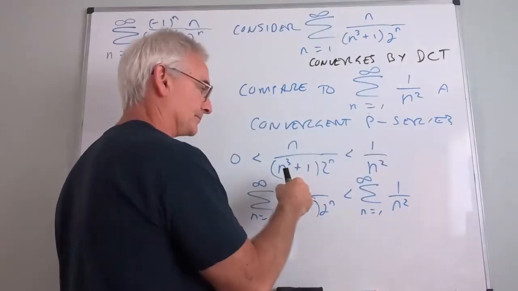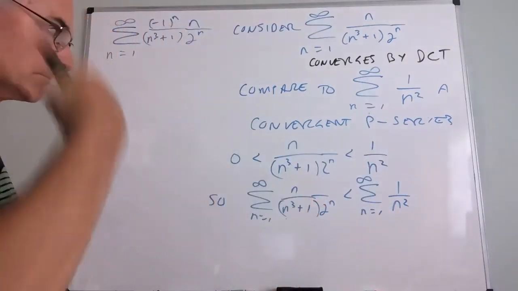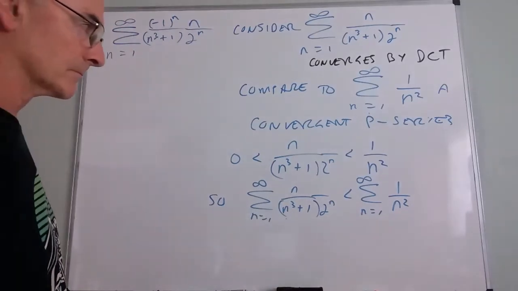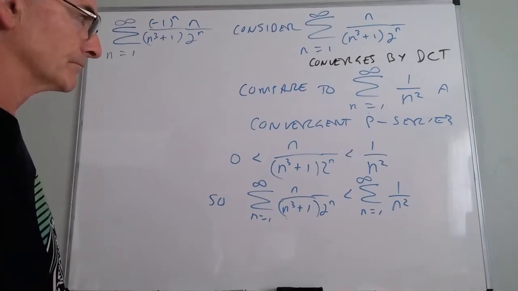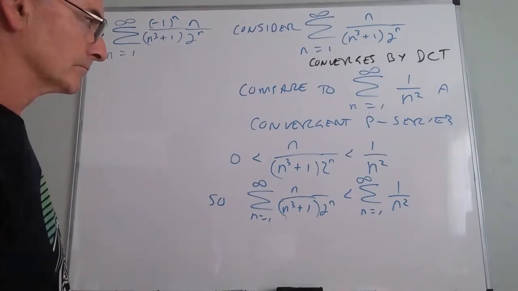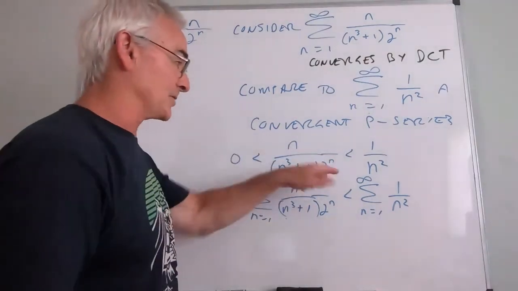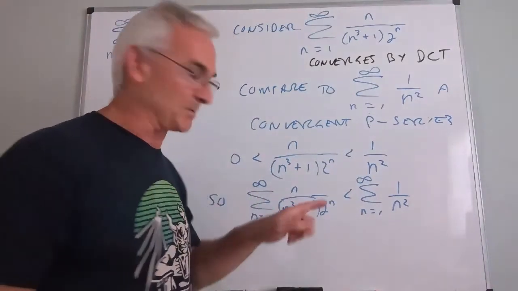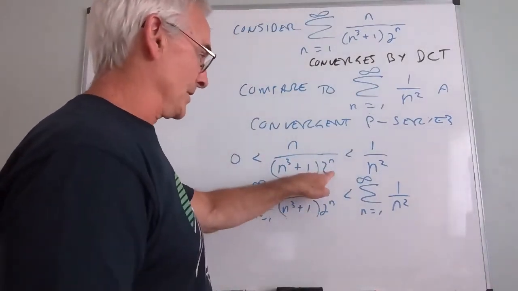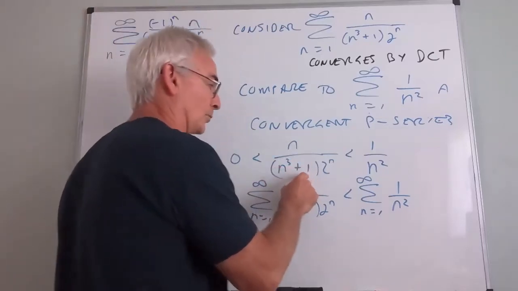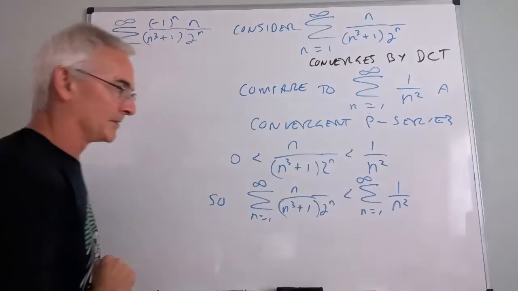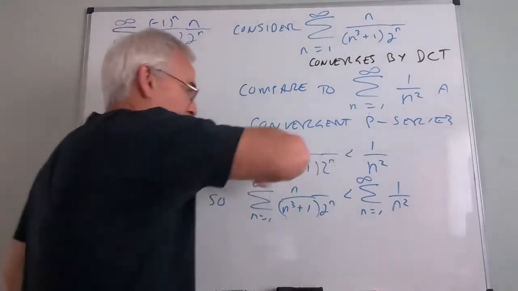But what if... Well, I'm saying because if you compare it to another P series. Well, this isn't a P series because I got that 2 to the n. That's why I did a direct comparison, because my denominator here is growing without bound. In addition to the fact that n over n cubed plus 1 is already smaller than 1 over n squared.